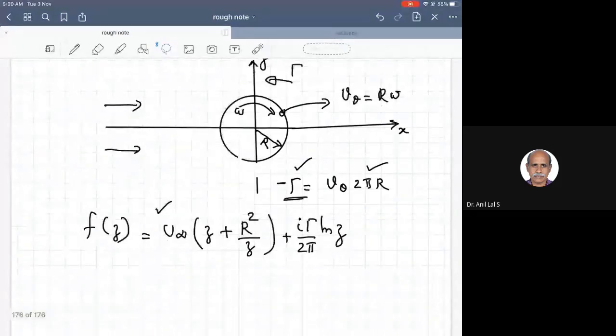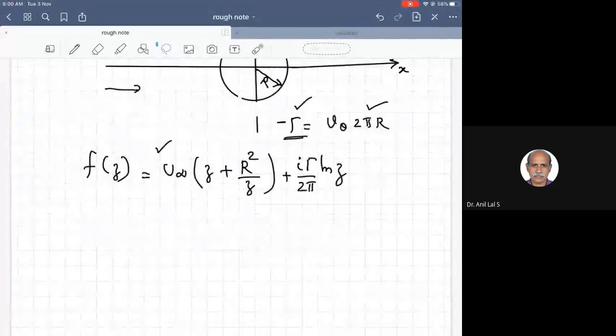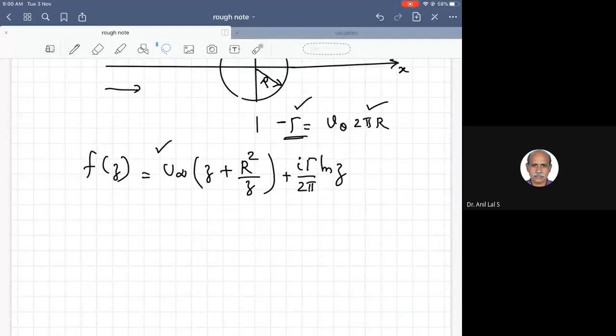Now let us try to derive what the stream function is. You know the complex flow potential consists of phi, the scalar flow potential, as the real part, and i times the stream function as the imaginary part.